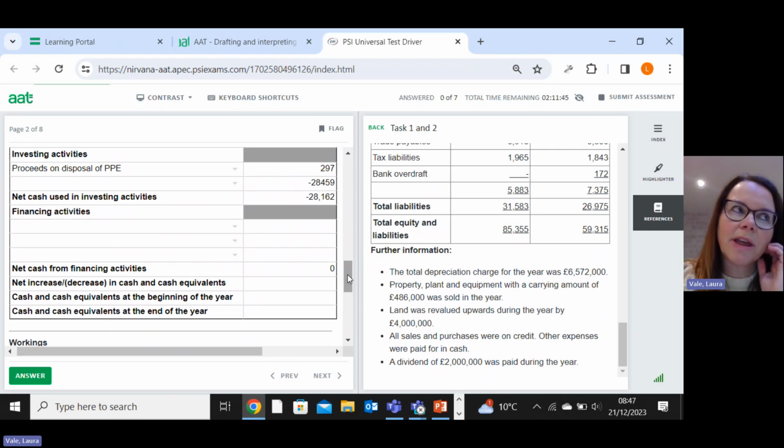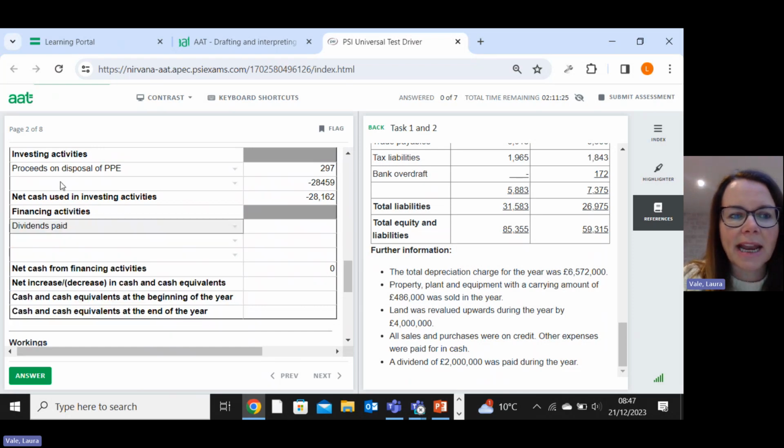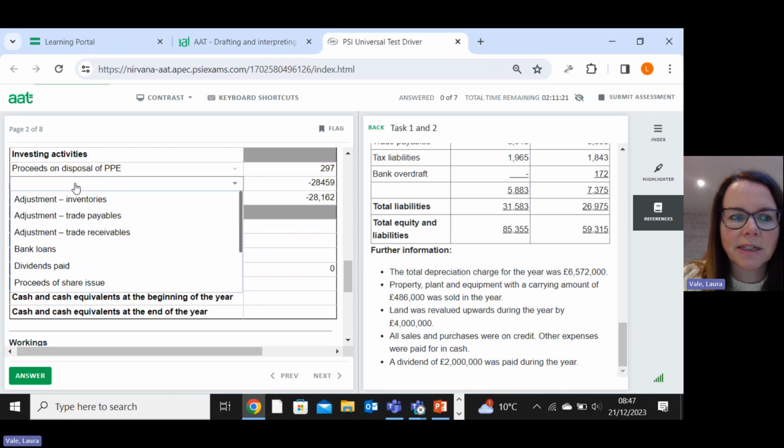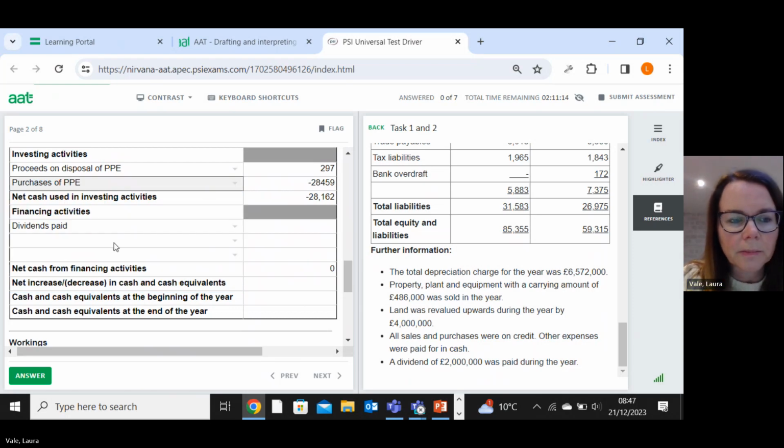So this is all to do with how the business got its money. So it could be selling shares, it could be movements in loan. And then I always remember that linked to shareholders is the payment of dividends. And that's why it's dividends paid that go in this section. And if we did have any, it would have been dividends received up above. I've just noticed I forgot to put in purchase of PPE up there.